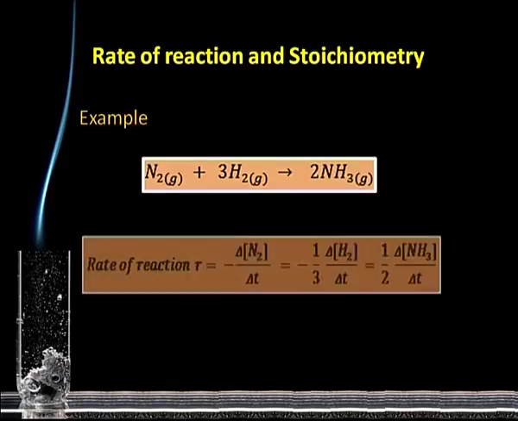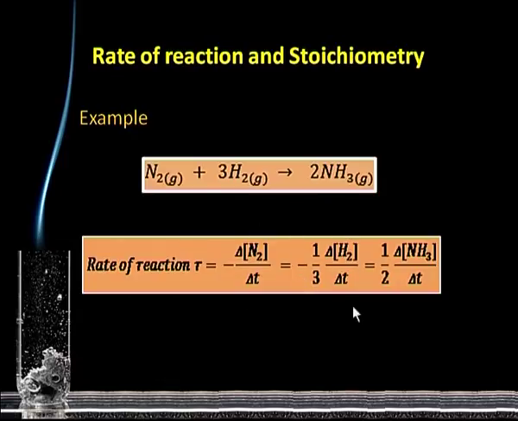Take another example. Again, ammonia. All the equations that we have written with respect to nitrogen, with respect to hydrogen, with respect to ammonia, we have taken into account the stoichiometric coefficients, so that the rate of reaction that we get is the same whether we monitor hydrogen or ammonia to follow the reaction.